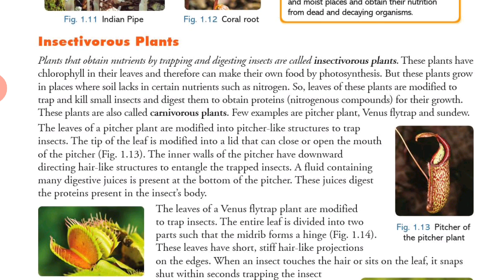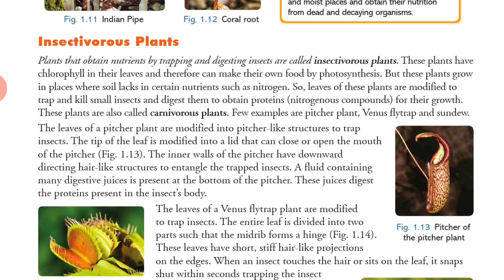Okay, you can see. These plants grow in places where the soil lacks certain nutrients such as nitrogen. So the leaves of these plants are modified to trap and kill small insects and digest them to obtain protein, a nitrogenous compound, for their growth. These plants are also called carnivorous plants. For example, the pitcher plant is an example of that. Venus flytrap and sundew are other examples of carnivorous plants.